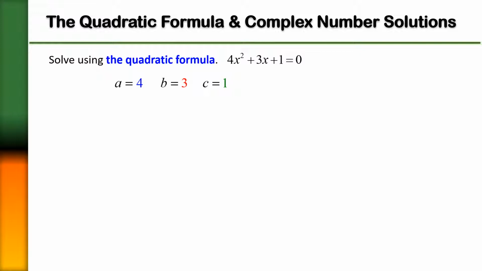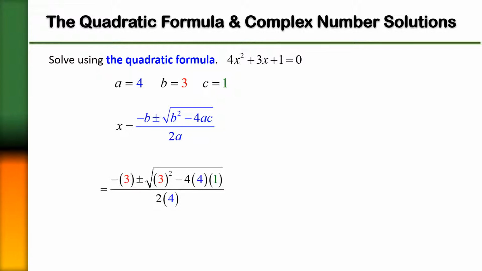Next, we're going to go ahead and plug these values into the quadratic formula. So everywhere you see an a, you're going to replace it with a 4. B, you're going to substitute it with a 3. And c, substitute it with 1. So when you do that, it will look like so. So here we have 3, but with a negative in front of it becomes negative 3.